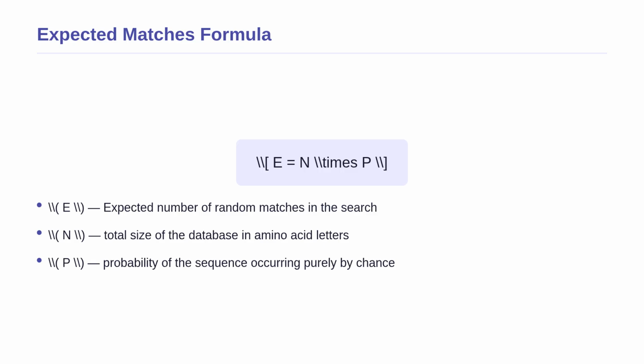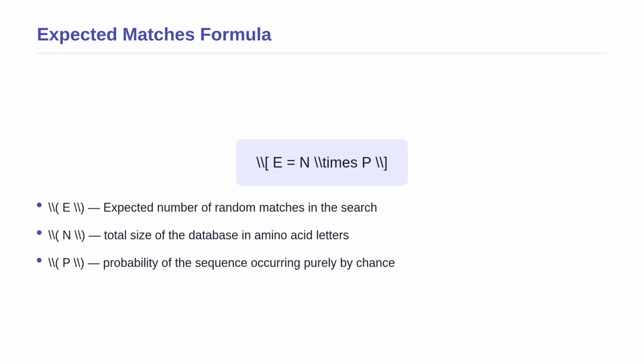To find this expected number of matches, we use a simple multiplication formula. Conceptually, if you know how rare an event is, and you know how many chances it has to occur, multiplying them gives the expected occurrences. Here, the symbol E stands for the expected number of random matches we will find. The variable N represents the total size of the database, meaning the total number of amino acid letters stored in the system. The variable P is the probability of the sequence occurring by chance.